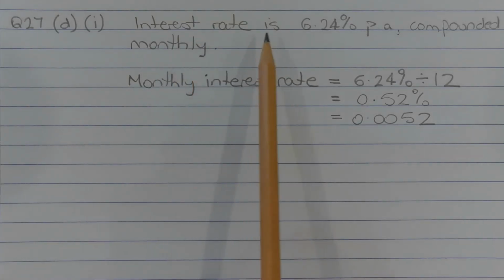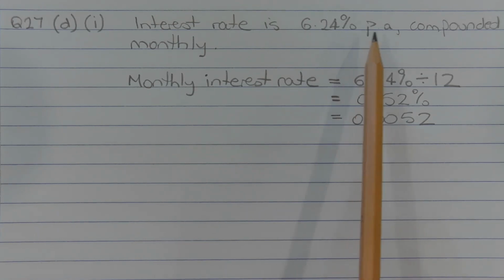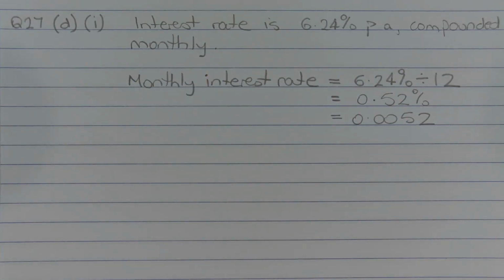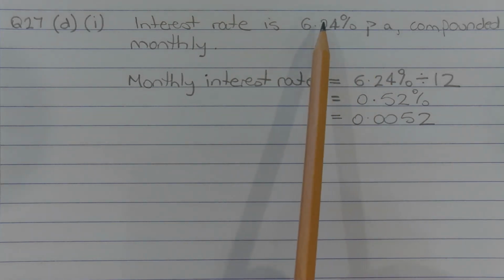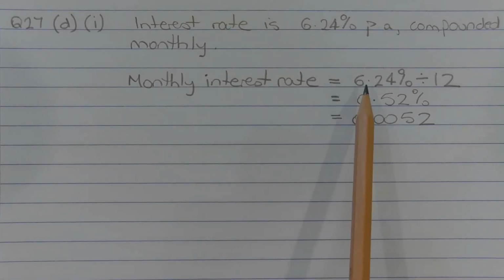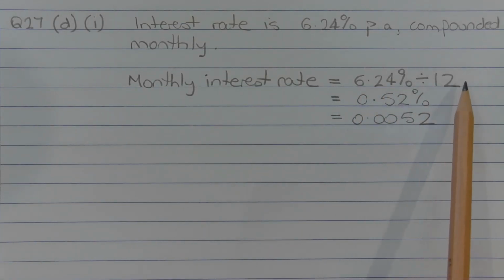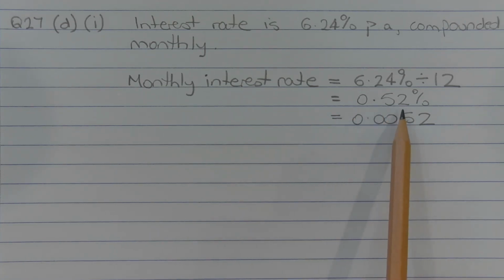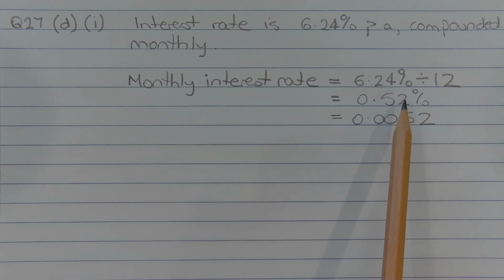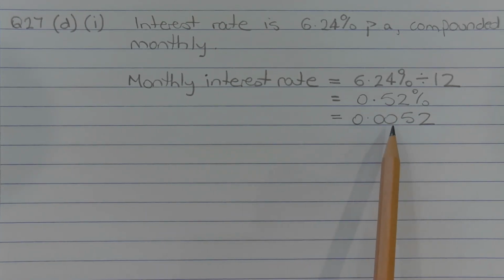The interest rate is quoted as 6.24% per annum or per year, compounded monthly. Now we need the monthly interest rate, and there are 12 months in the year. So we need to divide this value here by 12. So the monthly interest rate is equal to 6.24% divided by 12, which equals 0.52%. And converting this value to a decimal by dividing it by 100, that equals 0.0052 as required.